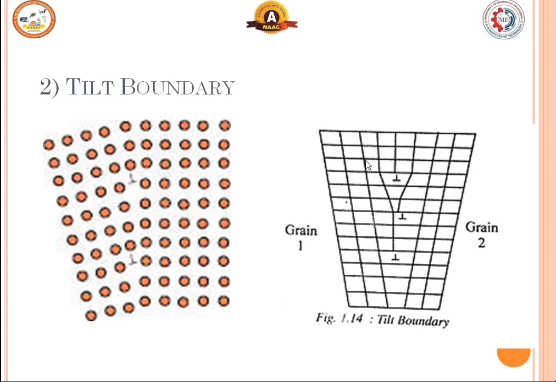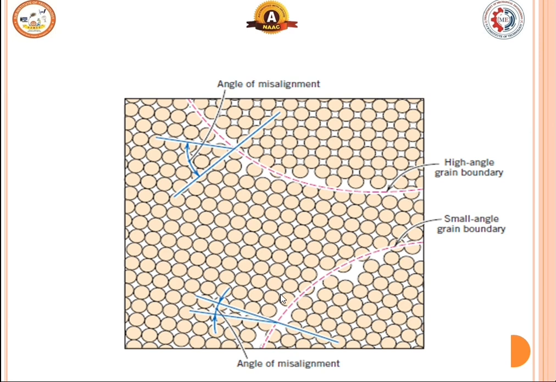If it is a tilt boundary, you can see there will be edge dislocation with respect to the atom arrangement. So with respect to grain 1 and grain 2 there will be a tilt boundary. Here the inverted T is shown, which shows the tilt boundary is formed. An angle of misalignment will be there when the grain boundaries are formed. A small angle grain boundary is formed, or a high angle grain boundary is formed. Here you can see the grain boundary is defined based on the angle.